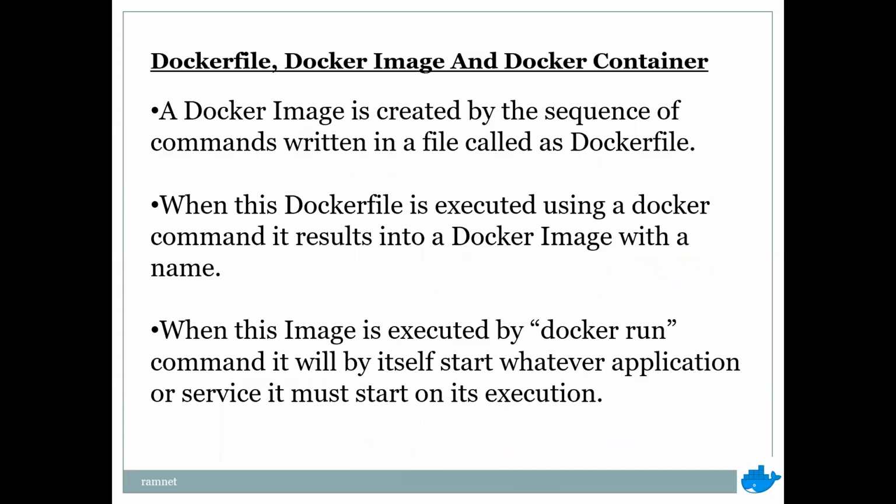Dockerfile, Docker image, Docker container. A Docker image is created by the sequence of commands written in a file called a Dockerfile. When this Dockerfile is executed using a Docker command, it results in a Docker image with a name. We will see that. When this image is executed by the docker run command, it will by itself start whatever application or service it must start on its execution. We will say docker run and the name of the application, the container we want. Next.